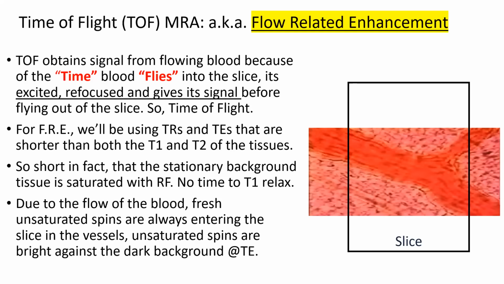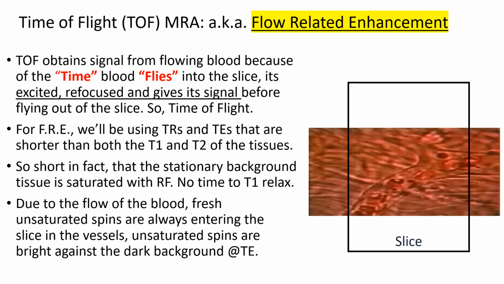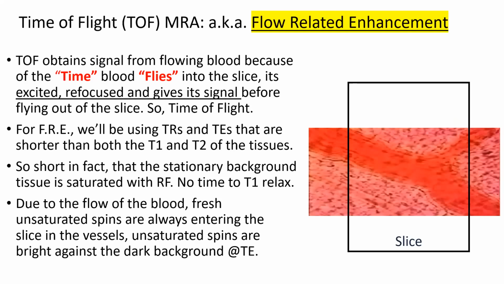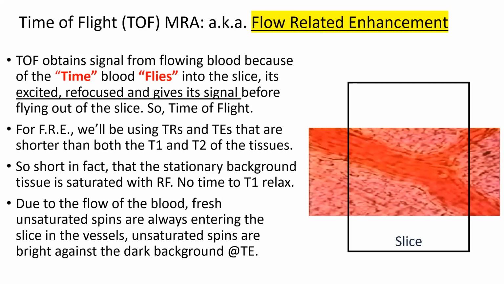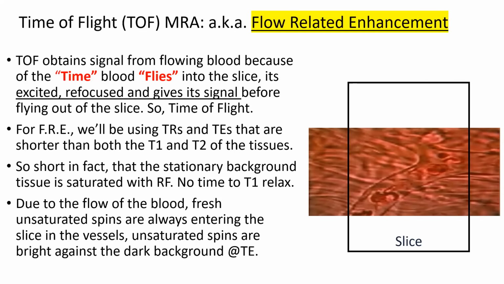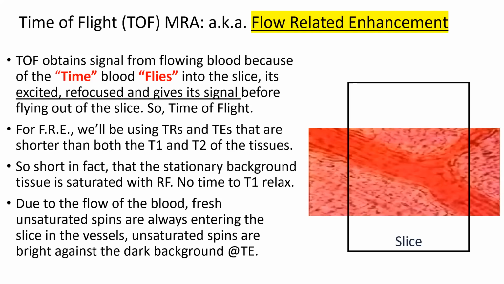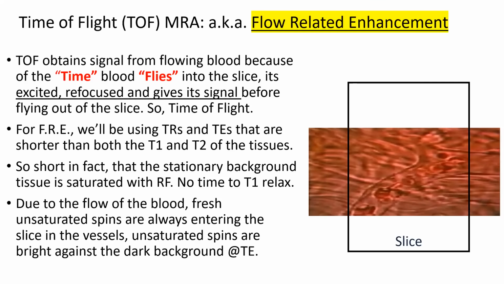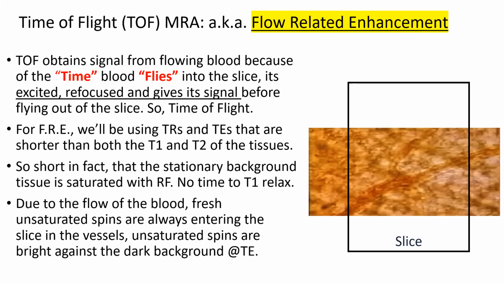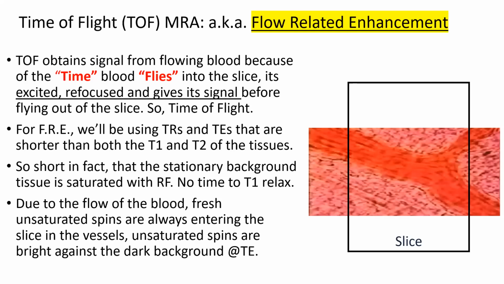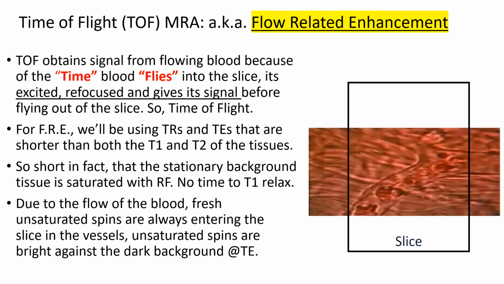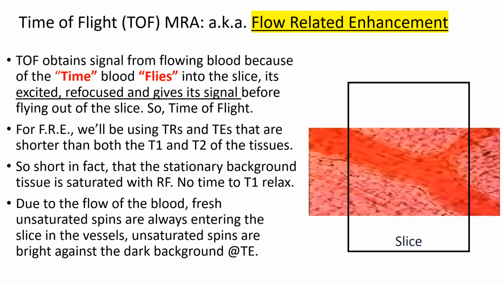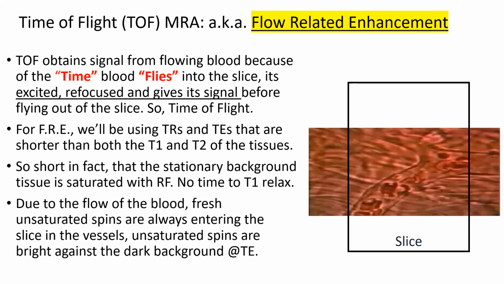Excuse me, I'm getting a little bit dry here, guys. So with flow-related enhancement, we're going to be using TRs and TEs that are shorter than the T1 and T2 times of the tissues. So basically, we're going to be setting up a steady state in the stationary tissue. Keyword there was stationary. So the stationary tissue is going to be basically suppressed. It's going to be saturated with RF. It's not going to give us hardly any signal because we're not giving it time to T1 relax.